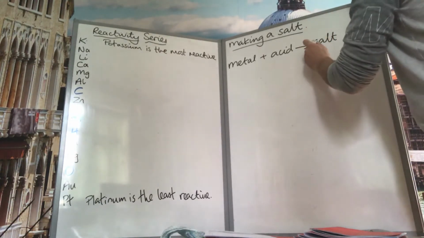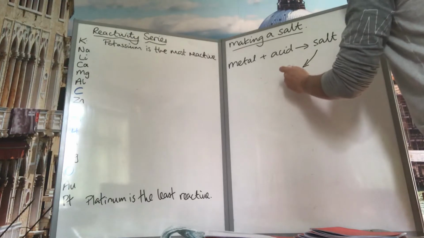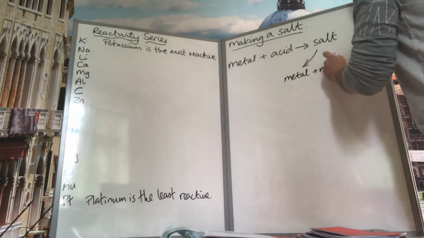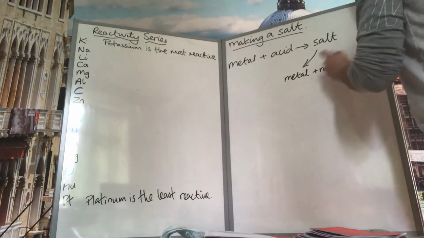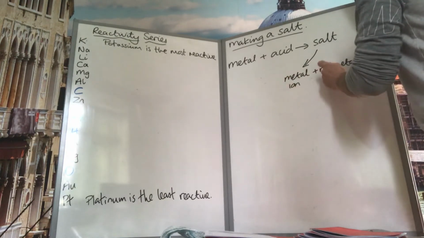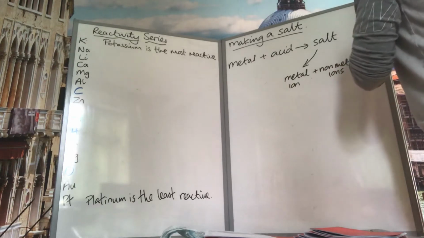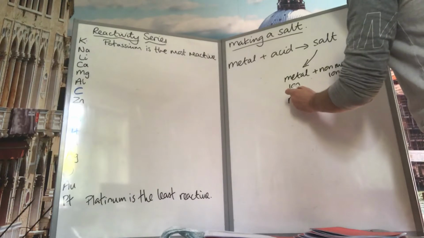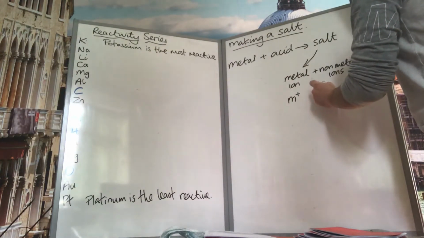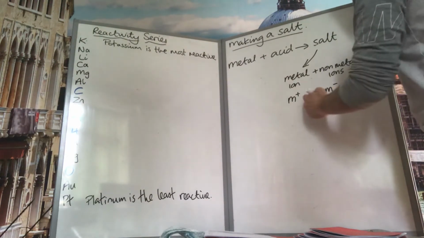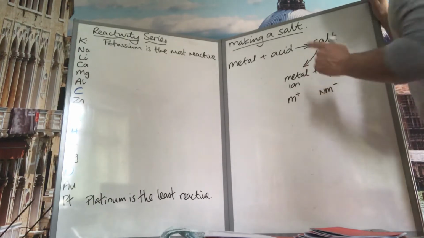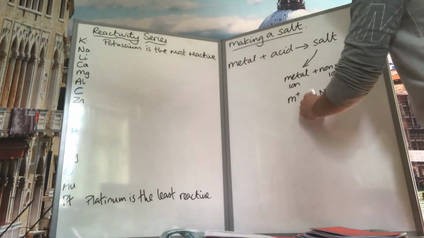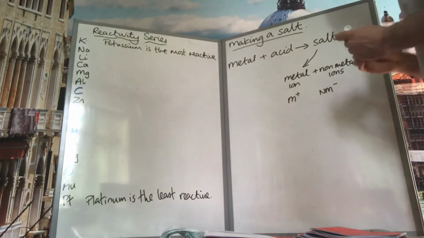So salts are made from a metal and a non-metal. And they are ions, and they will have a charge. So metals have the positive charge, the non-metals have a negative charge, and they attract each other to make an ionic bond, and that's electrostatic attraction between them. Okay, so that's what a salt is.